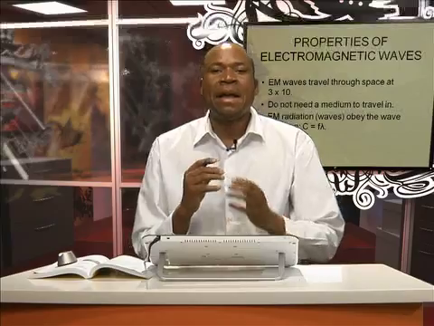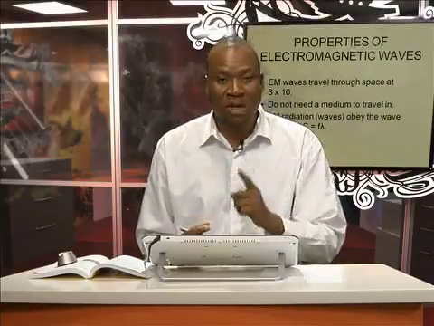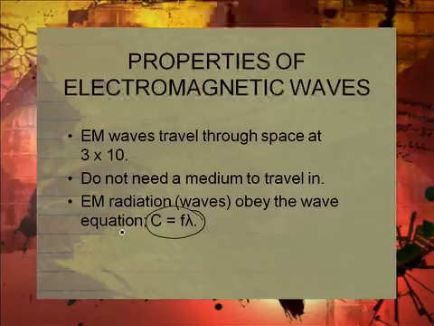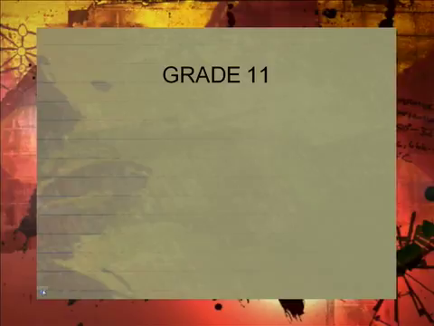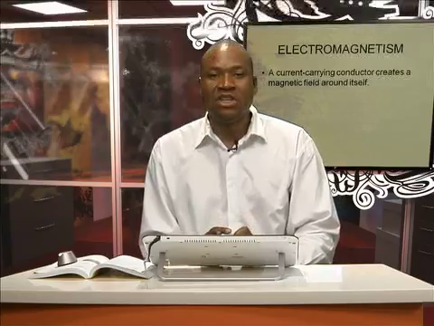EM waves obey the wave equation. And what is the wave equation? You must know what it is. This is the wave equation. C equals F lambda. Okay, so that is what electromagnetic radiation is all about.